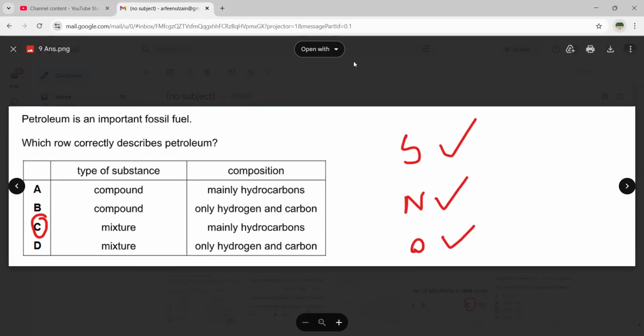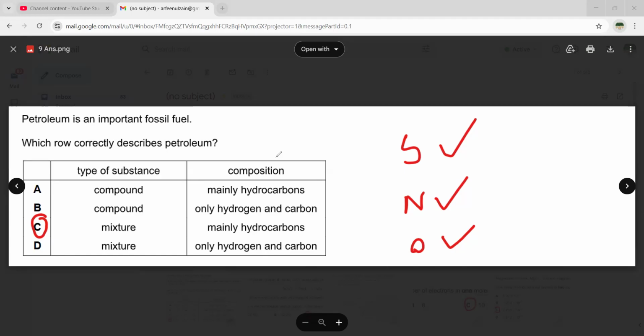Petroleum is an important fossil fuel. Which row correctly describes petroleum? Petroleum is a mixture of hydrocarbons, which contain carbon and hydrogen. Why is it written mainly? Because there are other elements also there, like fossil fuel also contains a trace of sulfur. So mainly hydrocarbons are there, and it is not a compound, it's a mixture. That's why C is the right answer.